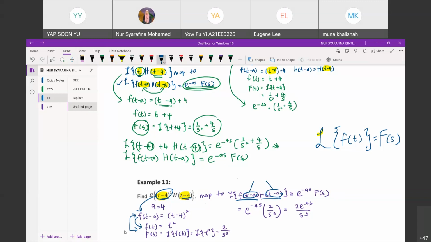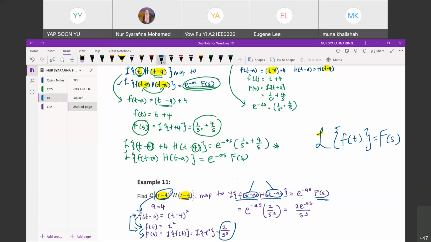So from here, why do you need to simplify from f(t minus a) to f(t)? Because we want to find F(s). So that once you obtain your F(s), you can just substitute here. Clear now? Not very clear. Partially clear. Okay.